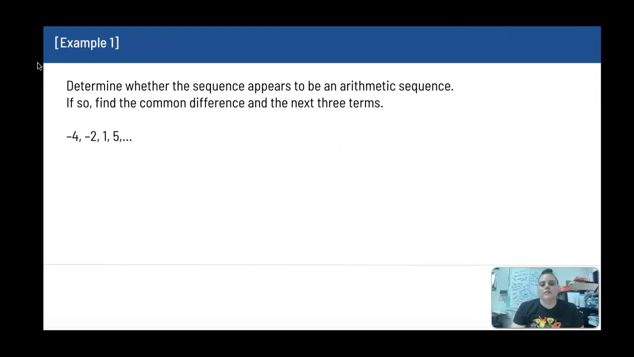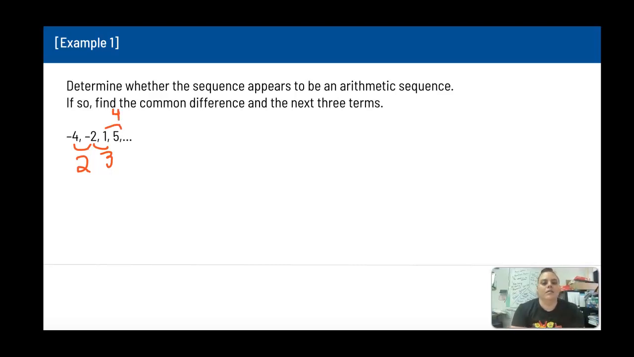Determine whether this sequence appears to be an arithmetic sequence, and if it is, find the common difference and the next three terms. So as we look from -4 to -2 to 1 to 5, we want to determine, is it increasing or decreasing by a common amount? As I see we're going from negative to positive, I'm looking for an amount that we're increasing by. From -4 to -2, we're increasing by 2. From -2 to 1, we're increasing by 3. And from 1 to 5, we're increasing by 4.